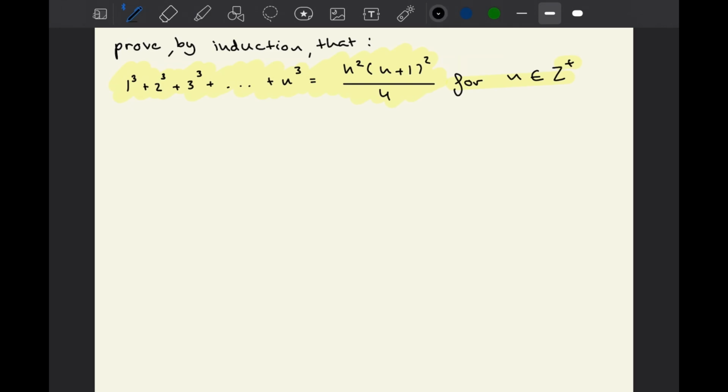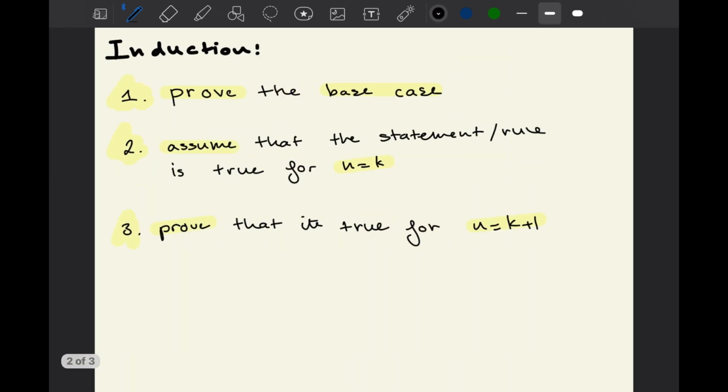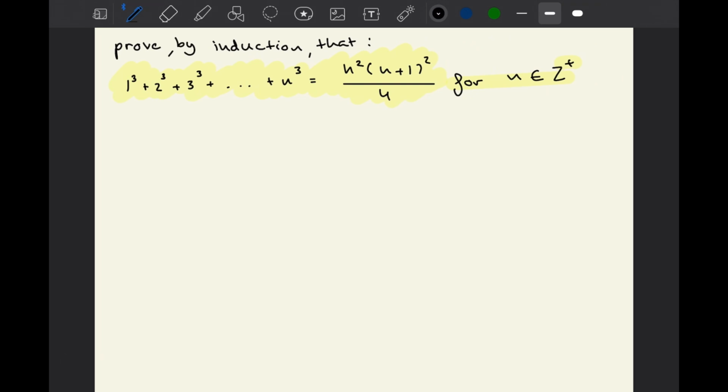Here we will be proving that 1 cubed plus 2 cubed plus 3 cubed plus and so on, plus n cubed, so the sum of the cubes of all positive integers up until and including n, is equal to n squared times n plus 1 squared over 4, for any n that is a positive integer. Go back to this process and try to prove this yourself, or just watch me and follow along if you're not feeling too confident yet.